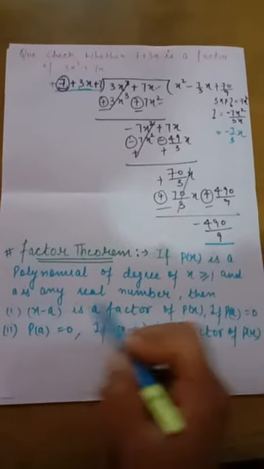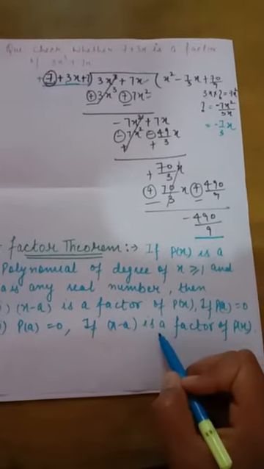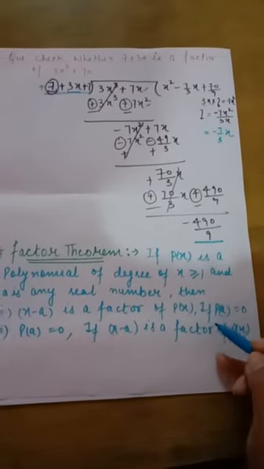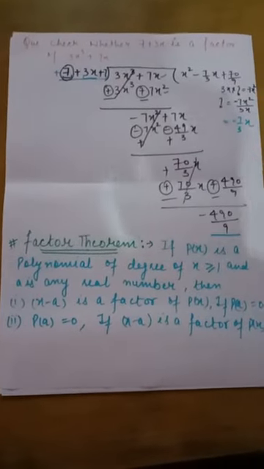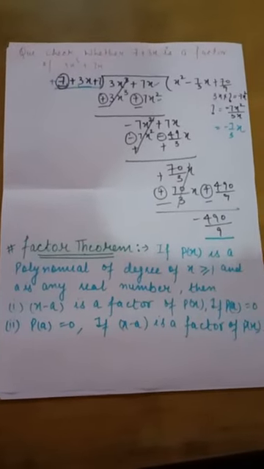If this thing is given, then we will get this. If this thing is given, then we will get this. If these two things are given, then we will prove our question with these two conditions. Okay. Now we will take some questions based on the factor theorem.